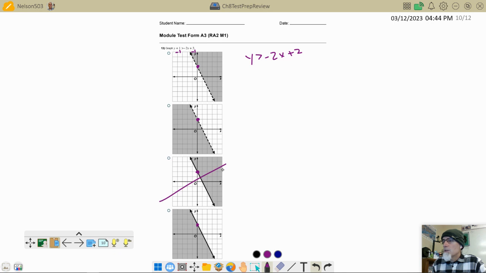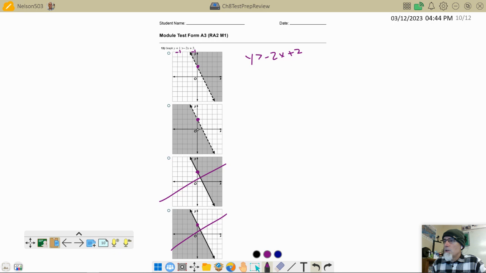So that eliminates this one and that one, because if it had a little bar underneath, it would be solid lines. My slope is negative 2. They both have a slope of negative 2, down 2 over 1, down 2 over 1. Shoot, that didn't eliminate them. The shading is going to eliminate it. See it? This one shades this way, this one shades this way.